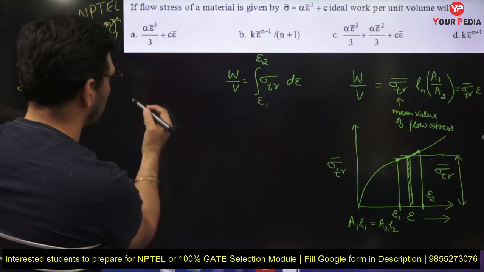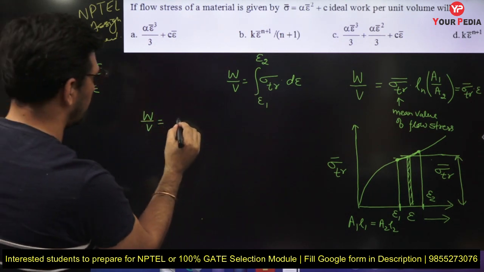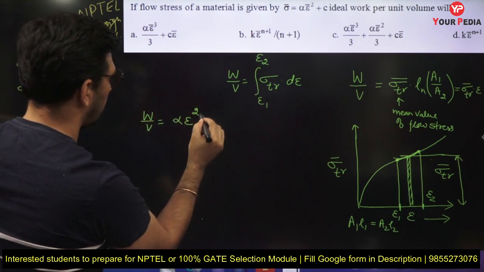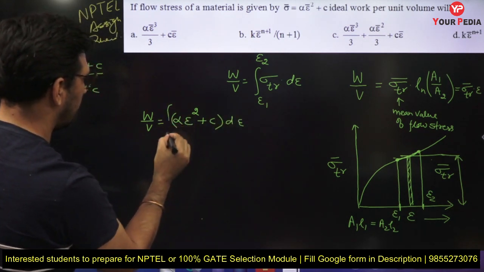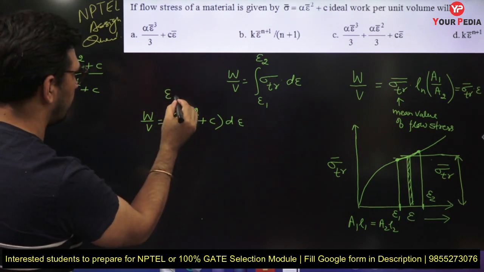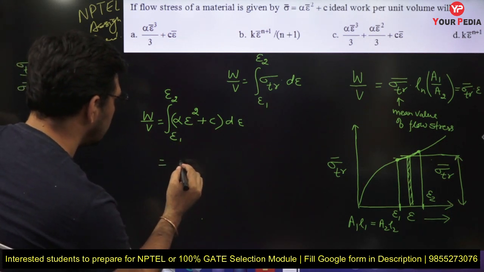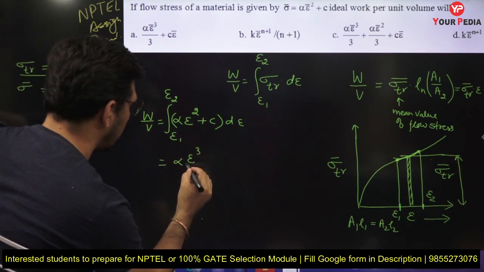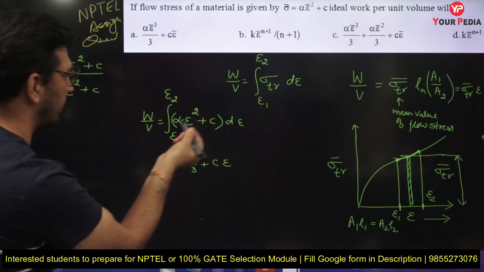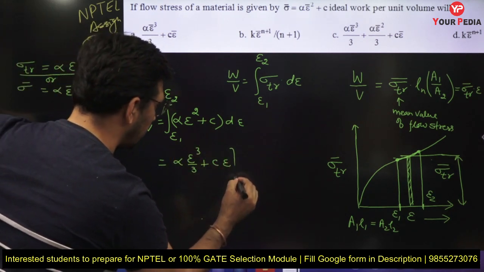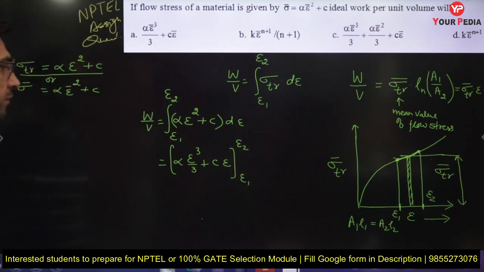That is work done per unit volume is equal to, just write this value, integral of alpha epsilon raised power 2 plus c into d epsilon, and then from any initial strain value to the final strain value. Now integrate it simply. So what you are going to get is alpha epsilon raised power 3 divided by 3 plus c epsilon, and this is changing from epsilon 1 to epsilon 2. That's all.